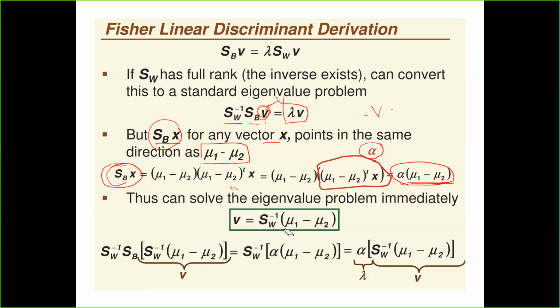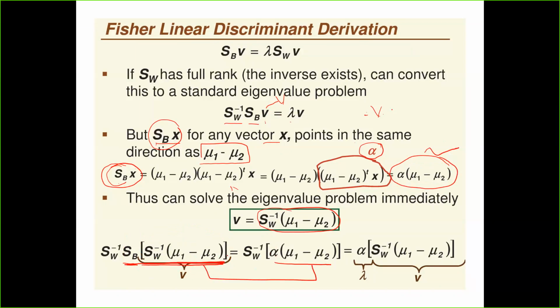So when you substitute V equal to SW inverse times mu1 minus mu2, what happens? This is some vector V. What happens when you multiply SB with some vector? You will get some alpha times mu1 minus mu2. Am I right? So the whole thing can be replaced with alpha times mu1 minus mu2. When you multiply SB with any vector, this is equivalent to alpha times mu1 minus mu2.